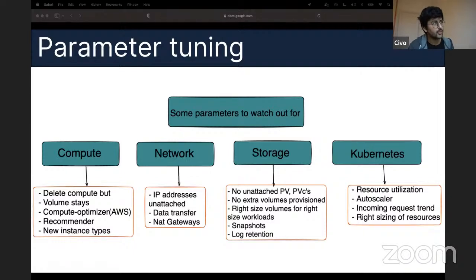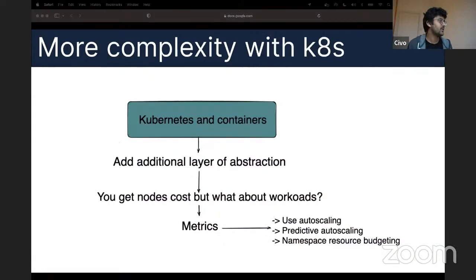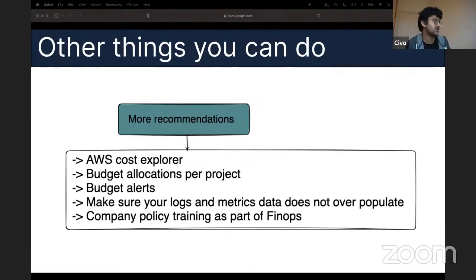With Kubernetes comes complexity, an additional layer of abstraction. You can get the node cost, but for workloads, as Matt was mentioning previously, you'd use auto-scaling features and monitoring and observability solutions if you need more granular details. Some more recommendations: check out AWS Cost Explorer, where you can have budget allocations per project and set up alerts, and make sure you use logs and metrics so that the data does not populate. I asked this question to Matt in his previous talk as well, and there was a great answer for that.